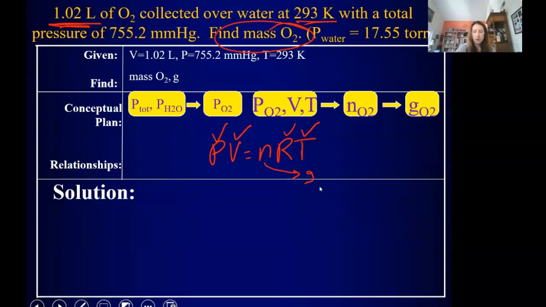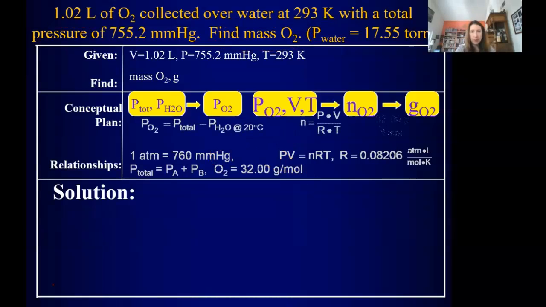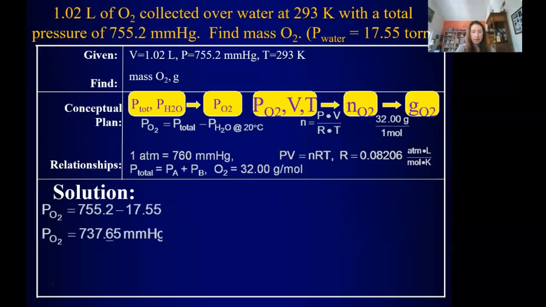So I'm going to do this first part, and then I'm going to have you try this one on your own before we try another one. So that was literally our first step right there, and we got to our pressure of oxygen. All right, so set this one up, try this one on your own, and then we're going to go over it in a couple minutes. So try this problem.